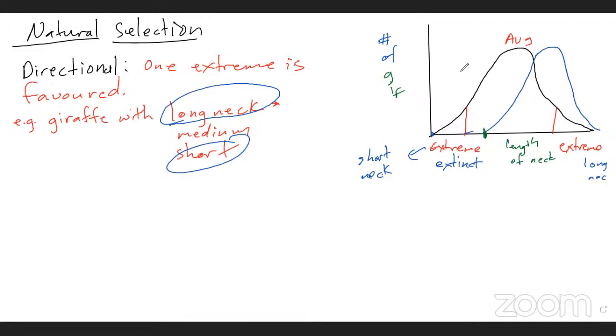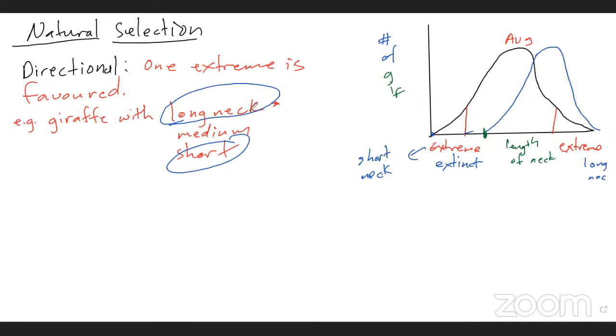So that would be it. All right. And if I asked you to explain, you would explain what happened with the giraffe: the one with the long neck can reach food, survive to reproduce. So a key thing here is that the offspring must be able to reproduce.